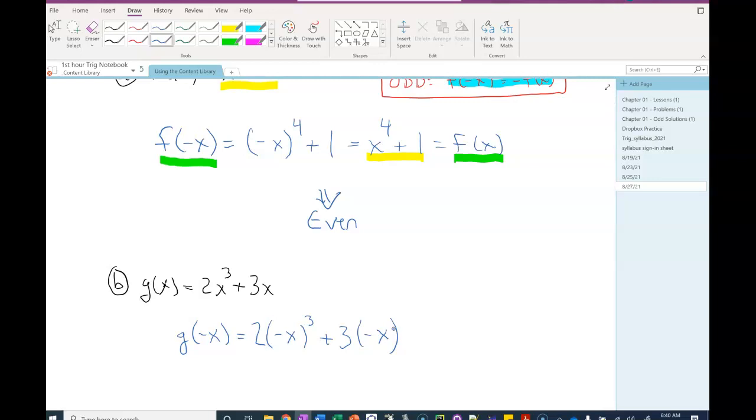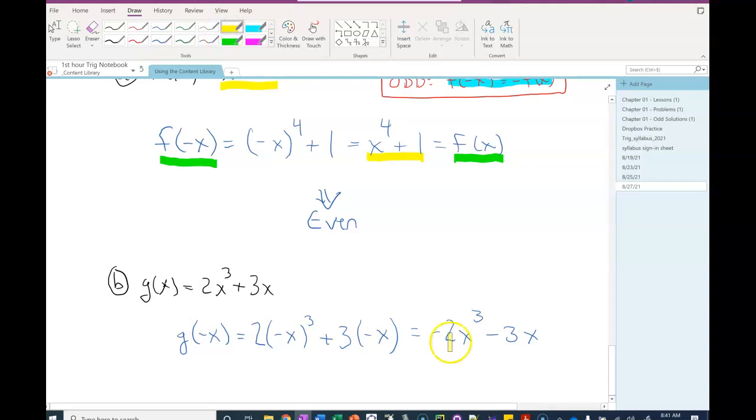If I have negative x cubed, that's negative x times negative x times negative x. When I multiply three negatives, I get a negative. When I multiply three x's, I get x to the third, right? So that first piece is going to be negative 2x to the third. And then 3 times negative x is just negative 3x. So far, so good.